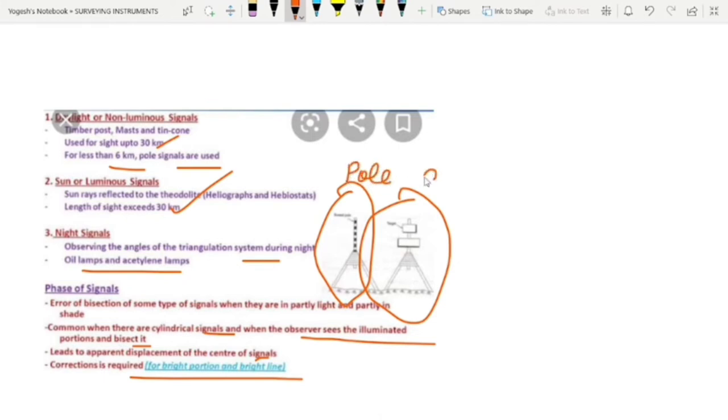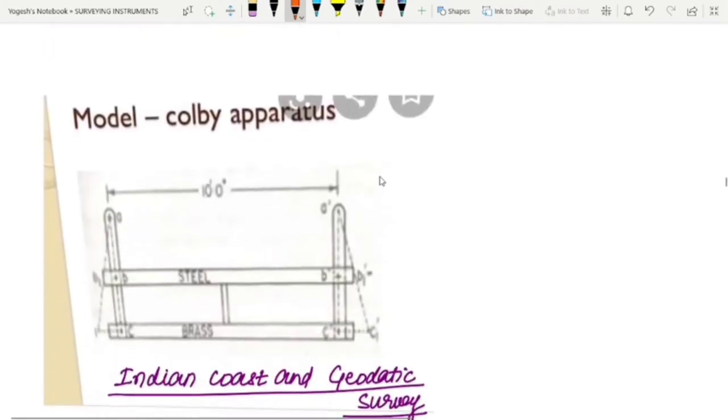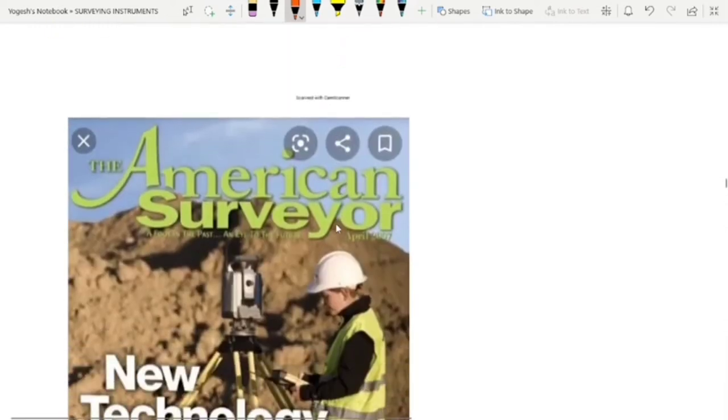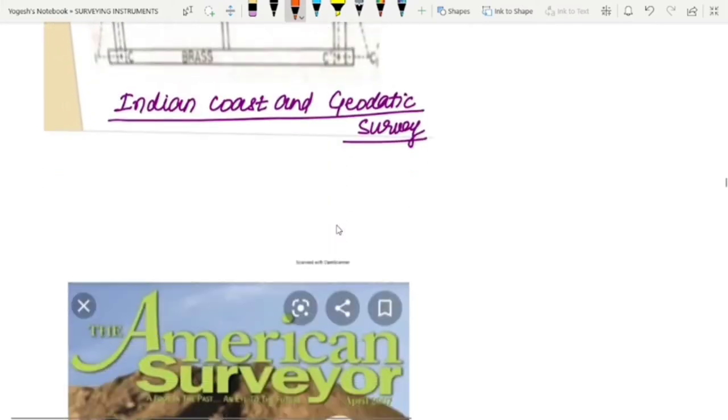And this, my dear students, is the target signal. Signal is used for having a specific target. This is a target signal, that is a pole signal. The Kolbe apparatus and Jedrin apparatus are generally used for the triangulation survey. So this is the Kolbe apparatus, used for the Indian Coast and Geodetic Survey.